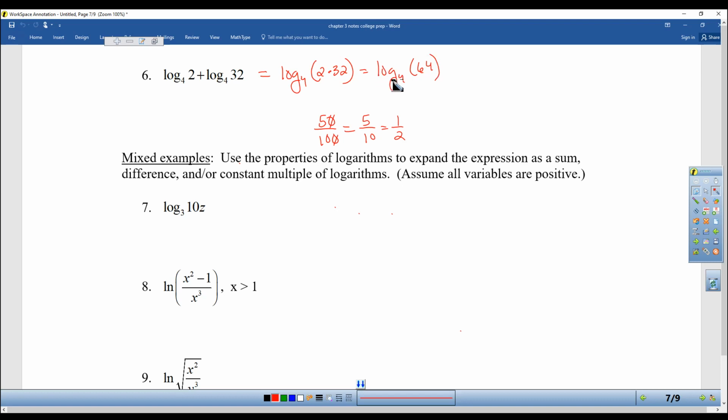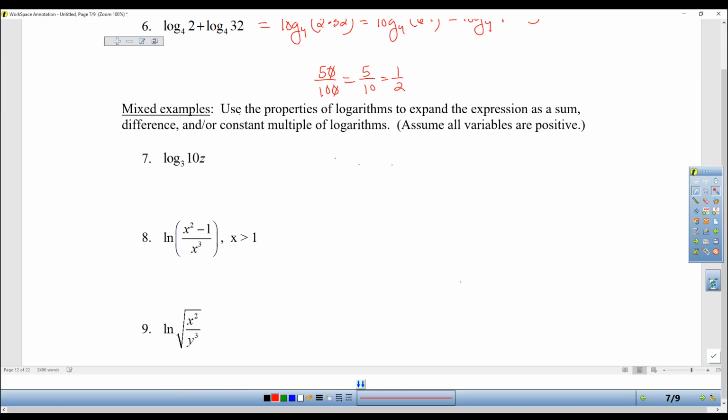Similarly, this can be simplified because you're not always going to see this. 64 is a power of 4. It's 4 to the 3rd. So this actually just becomes 3. And that's a little hard to see. But if you think about it, when you were first learning fractions, just seeing this was a little hard to see. So everything just takes practice.